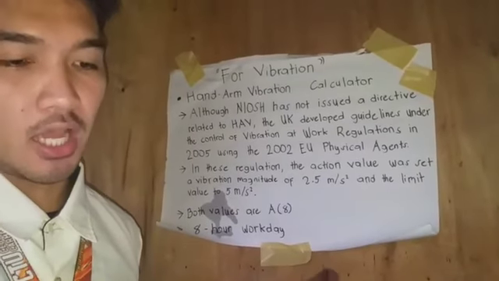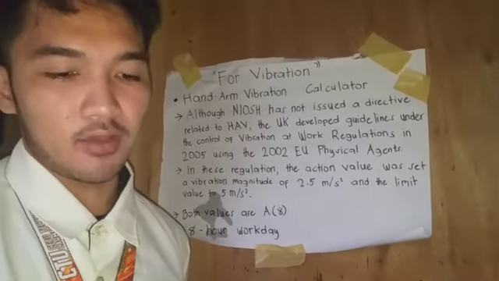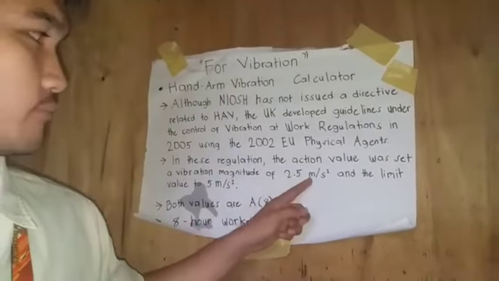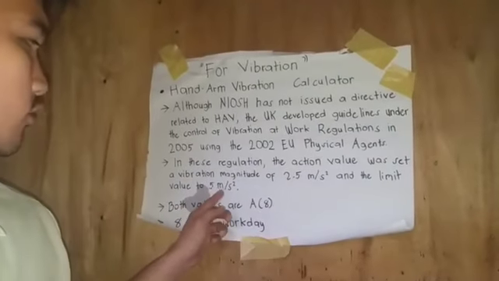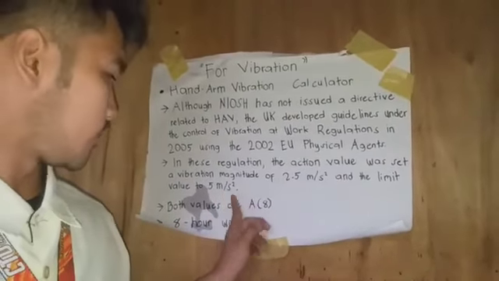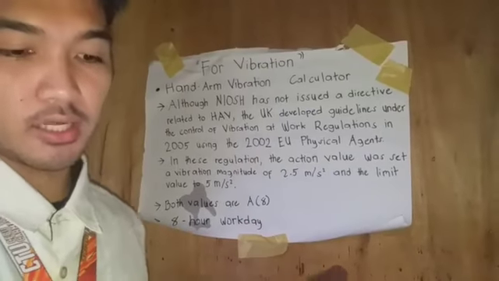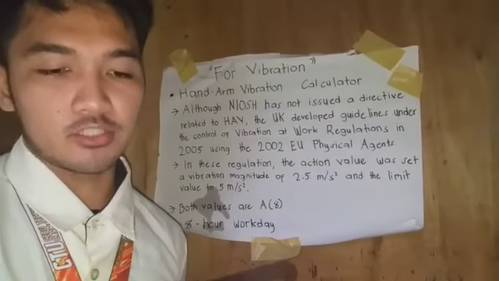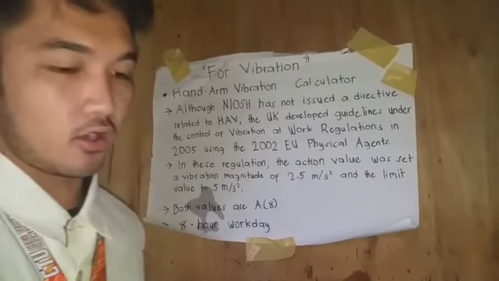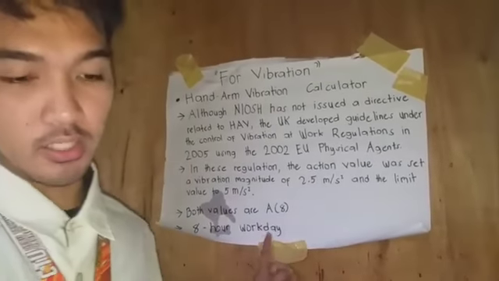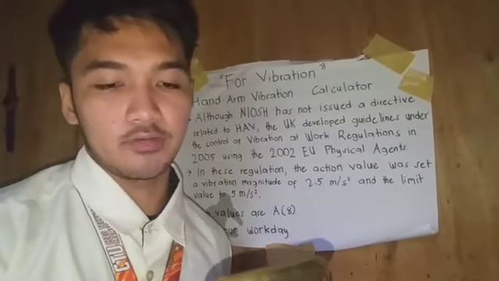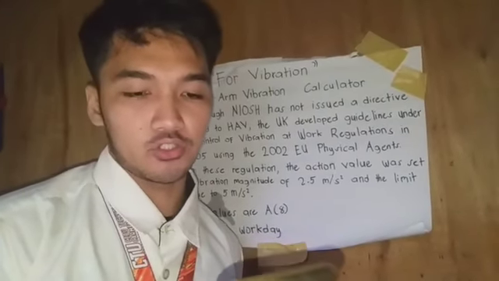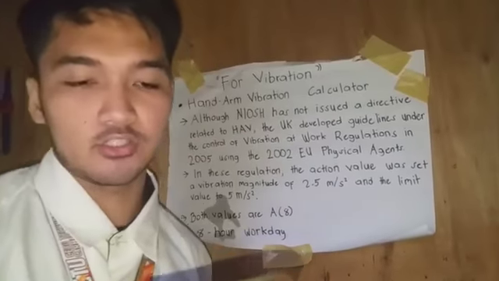In this regulation, the action value was set at a vibration magnitude of 2.5 meters per second squared and the limit value at 5 meters per second squared. Both are the A(8) values, meaning they are average vibration magnitude values over the course of an 8-hour workday. This regulation serves as a good guide to evaluate HAV exposure and also offers us suggestions with respect to reducing associated risk.